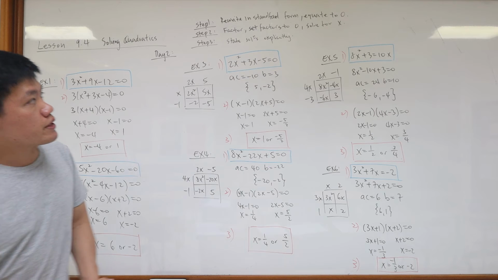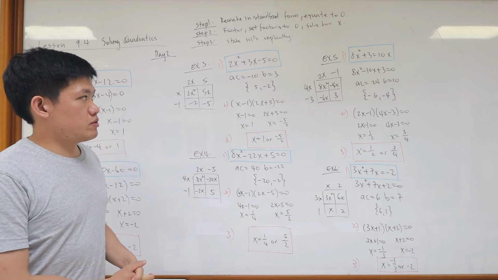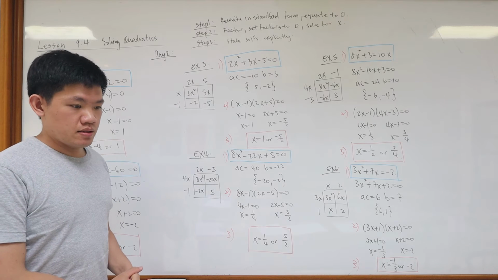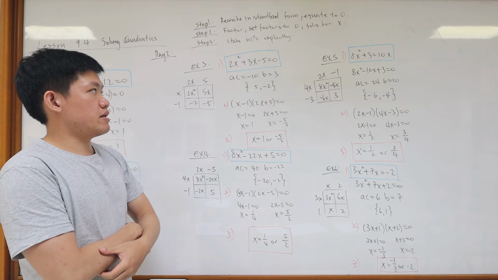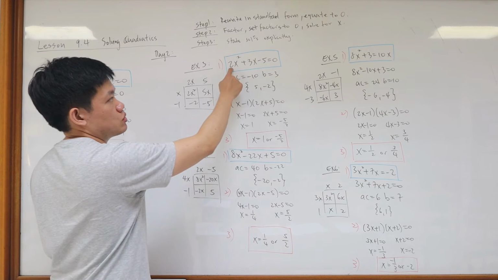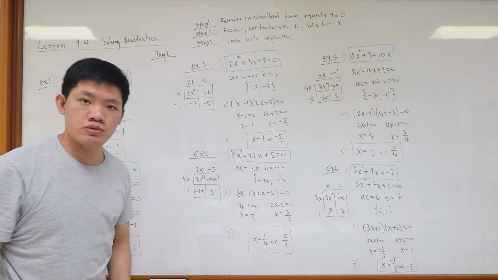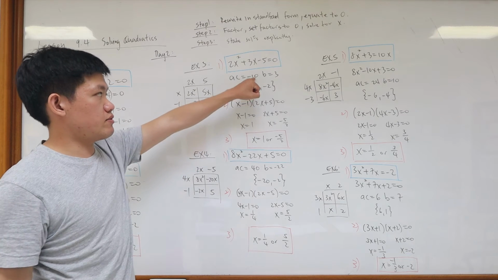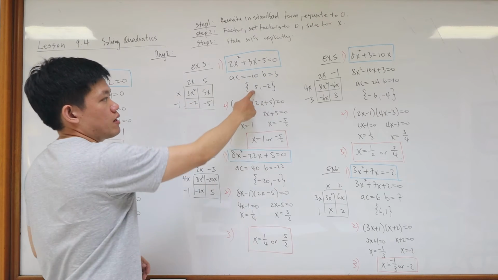Now, example number 3. These ones require the box method. So you have to think about how to do that. The question reads 2x squared plus 3x minus 5 is equal to 0. Again, AC, so 2 times negative 5 is negative 10, and b is equal to 3. Think about two numbers that multiply to give you negative 10 and add together to give you 3. So my two numbers are 5 and negative 2.